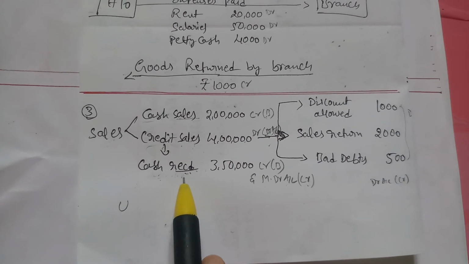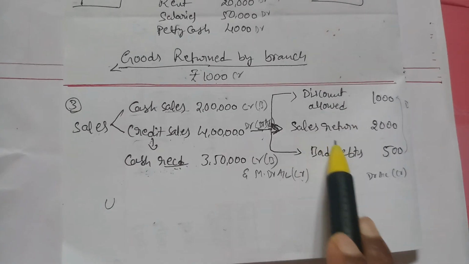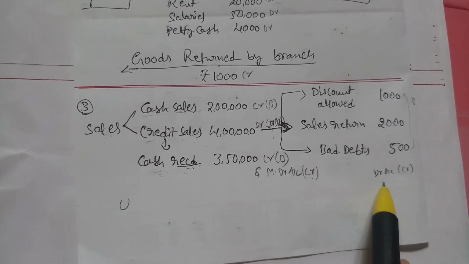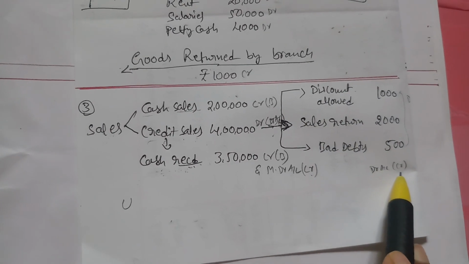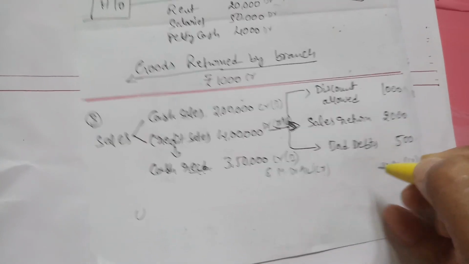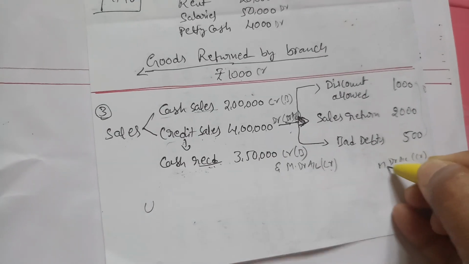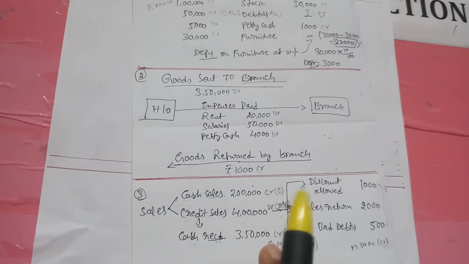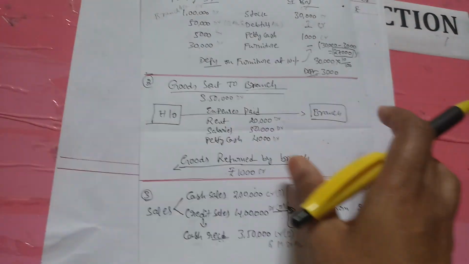Next, discount allowed, sales return and bad debts. These go to the debtors account credit side, that is, the memorandum debtors account credit side. We got it. Now I'm putting in the amounts.